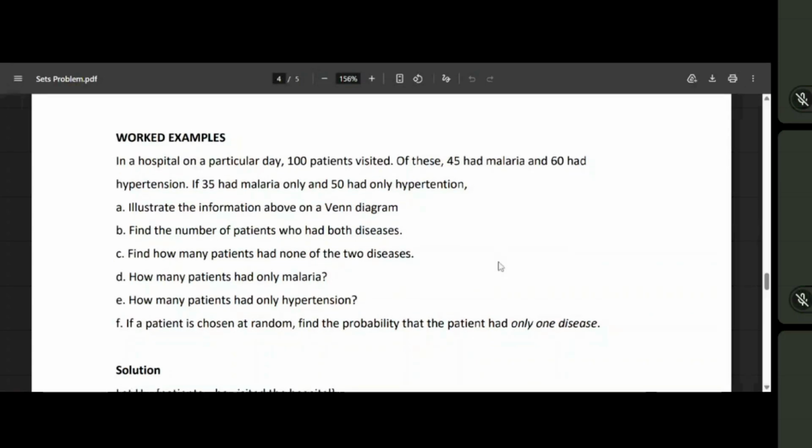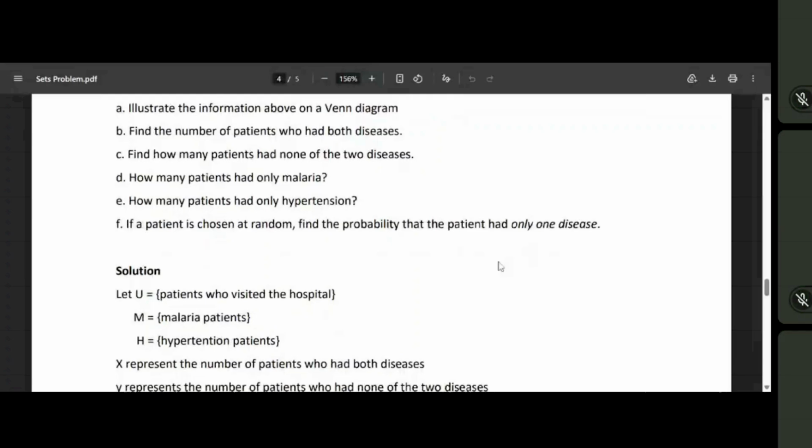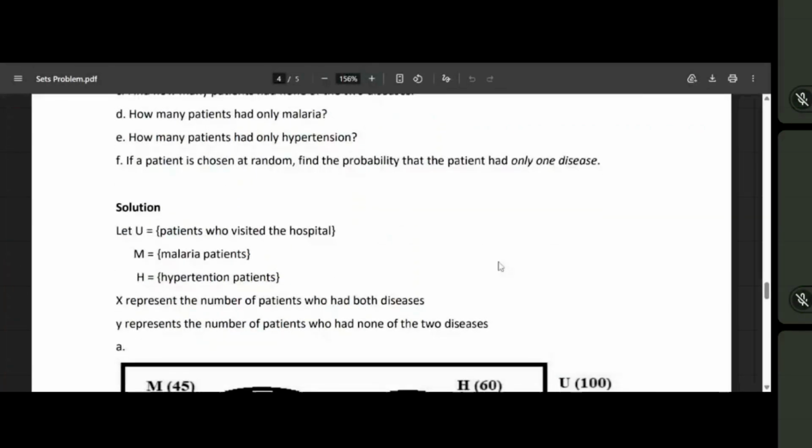So because this is a set, you have to define the various sets. Here we say the universal set is a set of patients. Then maybe we'll say M is a set of malaria patients. H, a set of hypertension patients. Then we move on. As you can see, this is how you do it. And when you do it like that, this also attracts what? Mark.